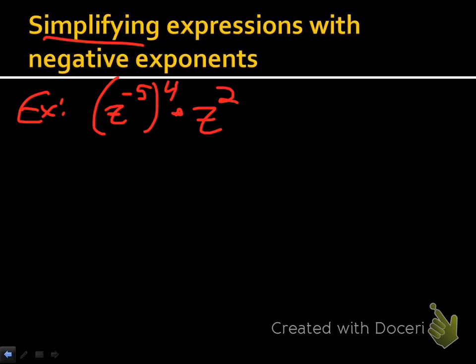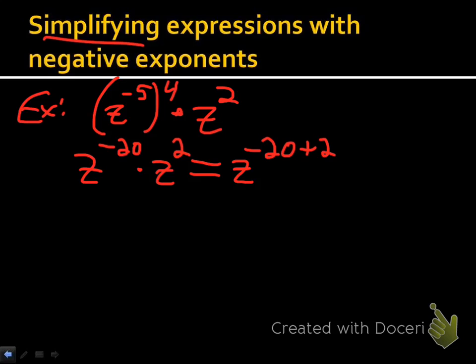The first thing that I'm going to start with is the thing on the left here, the z to the negative 5th to the 4th. Well, my power of a power rule still applies, so I'm going to go z to the negative 5 times 4, that's negative 20, times z squared. Now, I've got a negative power times the same base to a positive power. That's okay. My rule for adding powers still holds true also, so negative 20 plus 2, and that's going to be z to the negative 18.